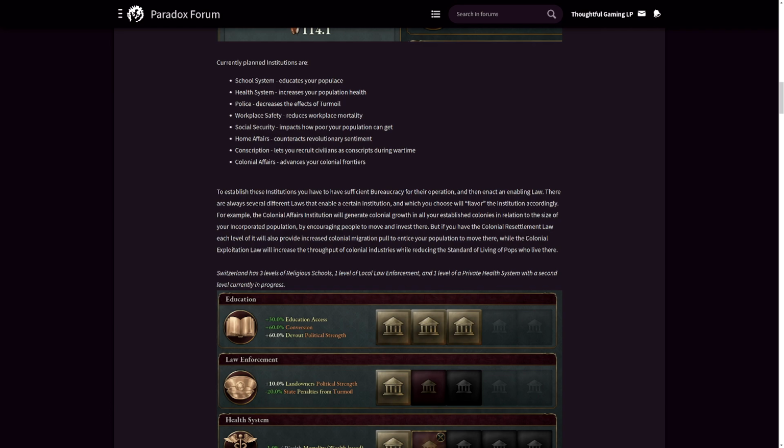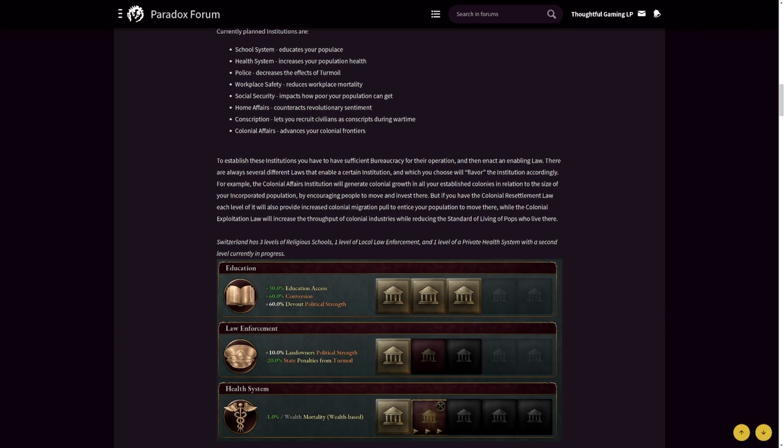To establish these institutions, you have to have sufficient bureaucracy for their operation and then enact an enabling law. There are always several different laws that enable a certain institution, and which you choose will flavor the institution accordingly. You could have private schools, church schools, or public schools, for example.